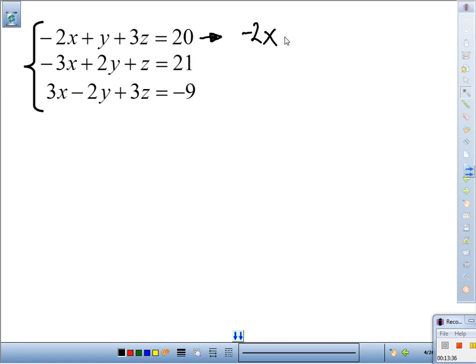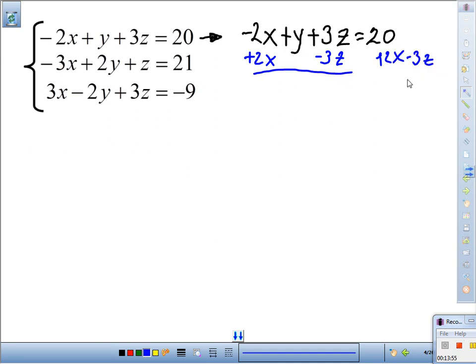Negative 2x plus y plus 3z equals 20. And I'm going to leave y by itself. To leave y by itself, I need to get rid of this and this. So what I do, plus 2x minus 3z, plus 2x minus 3z. We're left with y equals 2x minus 3z plus 20. Copy that.